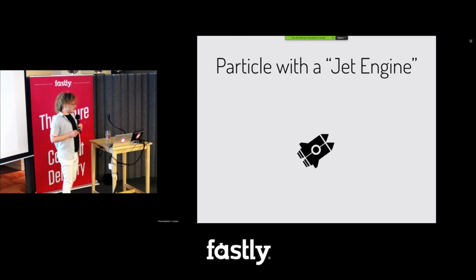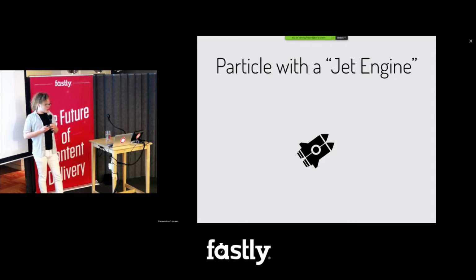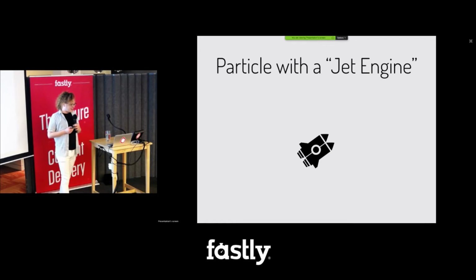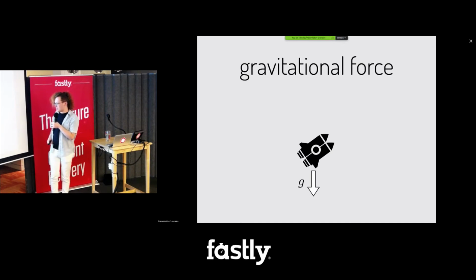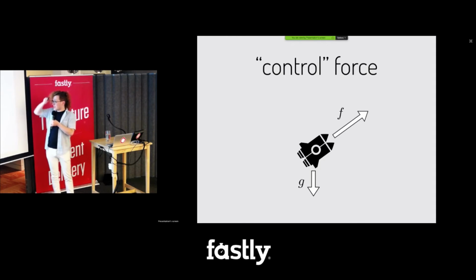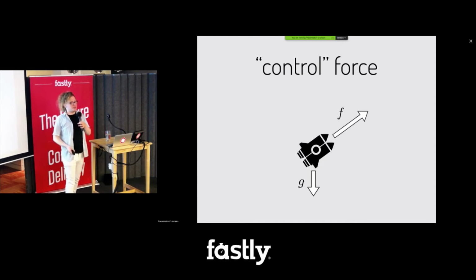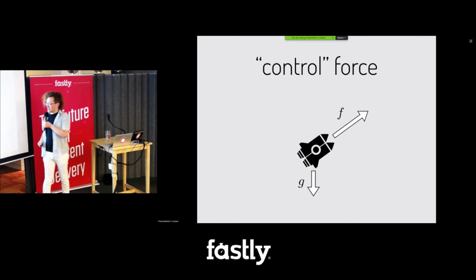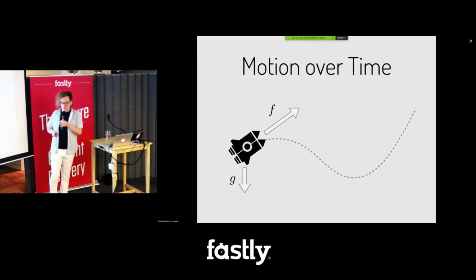For this, they use this example of having a particle with a jet engine strapped to it. Let's just go ahead and consider this physical system and walk through some of that math. So there's some gravitational force acting on this particle. So here's the gravitational acceleration constant, 9.8. And then there's some sort of control force, which results from the jetpack spewing fuel out, right? And so these two forces act on this system, and this results in some motion over time.